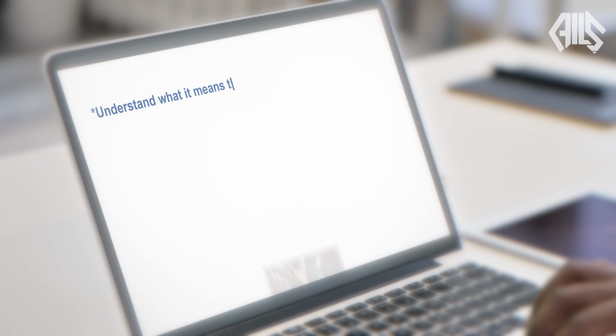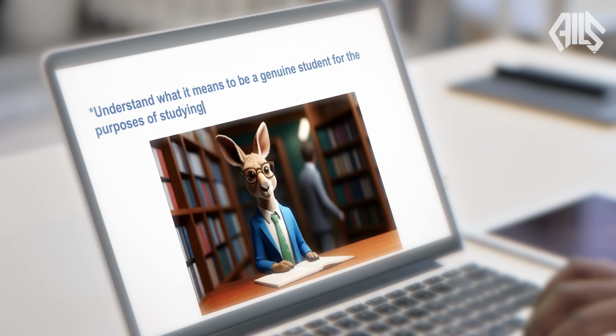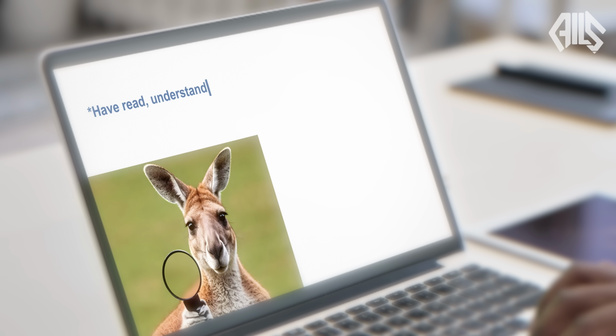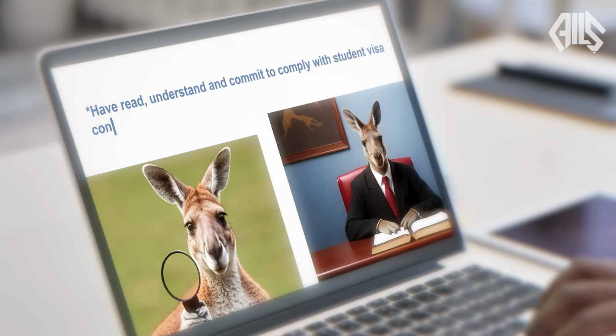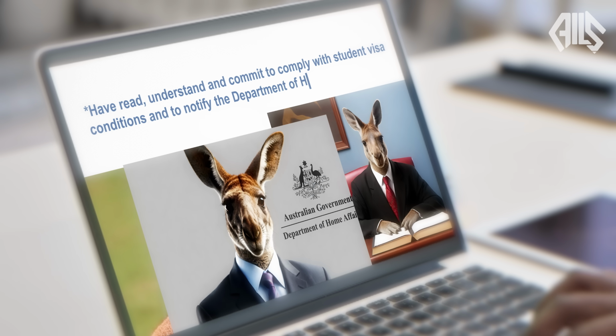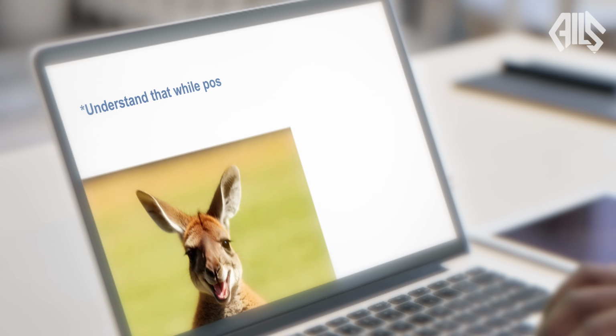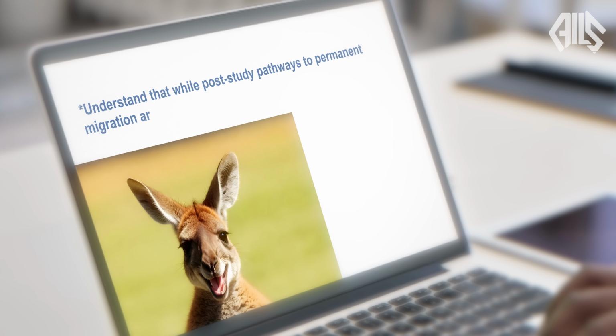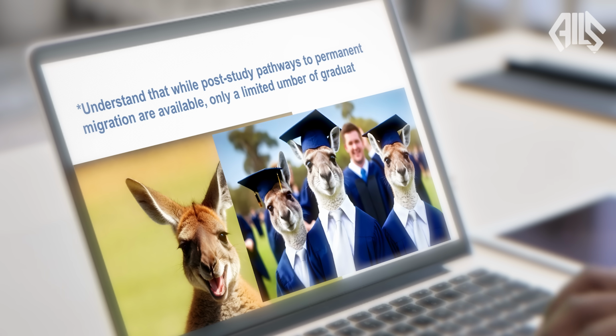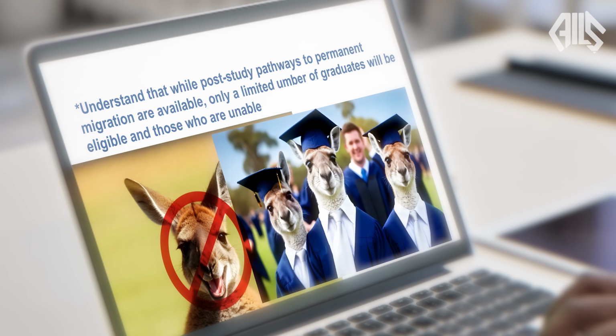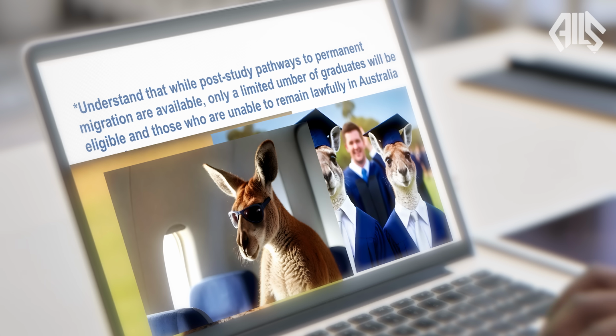Student visa applicants will be required to sign a declaration to confirm the following. Understand what it means to be a genuine student for the purpose of studying in Australia. Have read, understood, and commit to comply with student visa conditions, and to notify the Department of Home Affairs of any changes to their circumstances, and understand that while post-study pathways to permanent migration are available, only a limited number of graduates will be eligible, and those who are not able to remain lawfully in Australia must depart Australia. And there you have it, that declaration they will remind you of for the rest of your life.